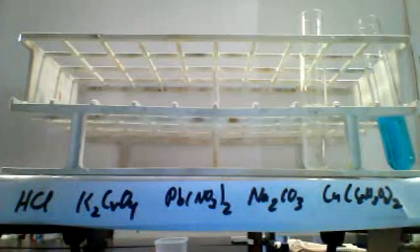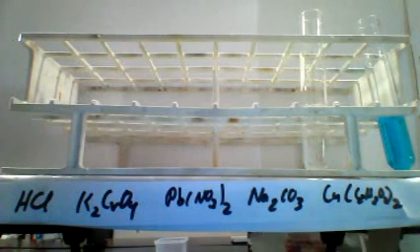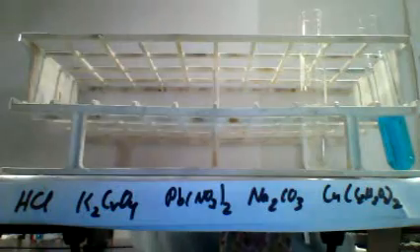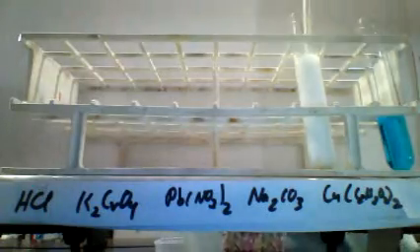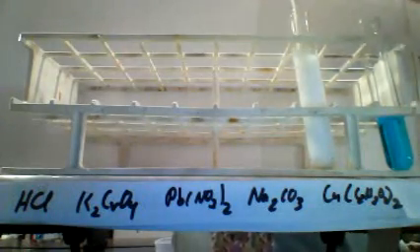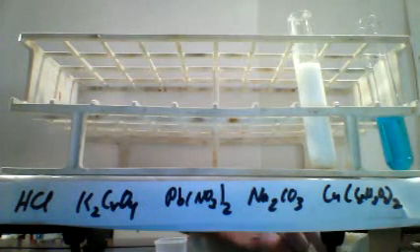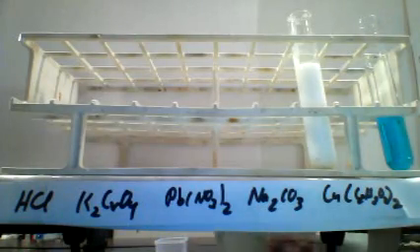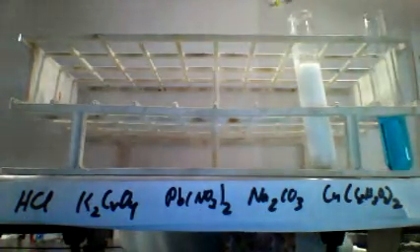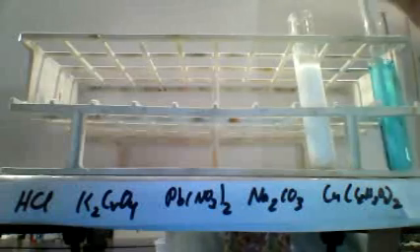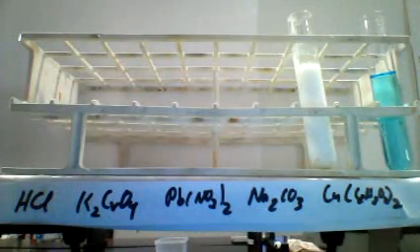And so we want to go on to the next row on our data table. Now we're down to our last 3 solutions. We have to add the lead nitrate to the sodium carbonate and see what happens. Mix them together and observe. Add the lead nitrate to the copper acetate. Mix them together and observe.